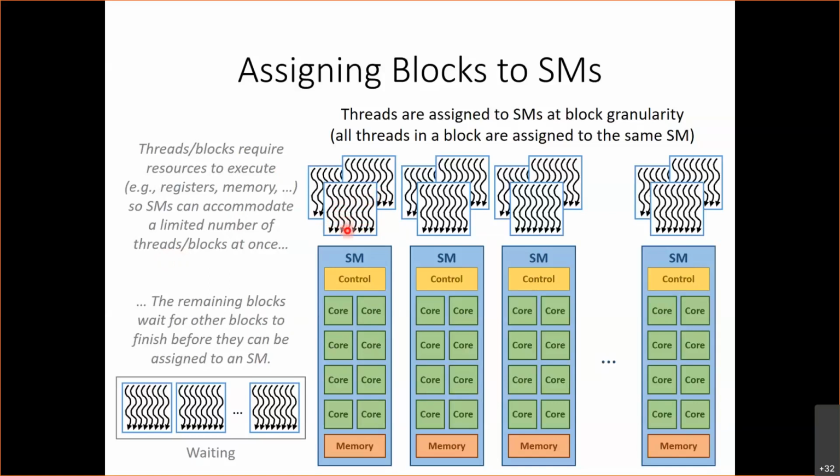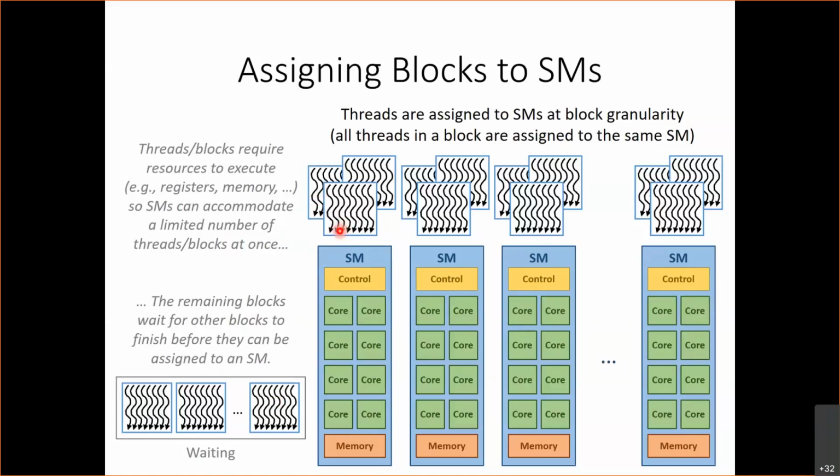So here, why do you think the GPU hardware does not want to remove this block and bring in another block to execute? It's probably too expensive. Why is it expensive? Why do you think context switching thread blocks is expensive? Oh, because you need a lot of cache. Right, you need a lot of space. Why do you need a lot of space?